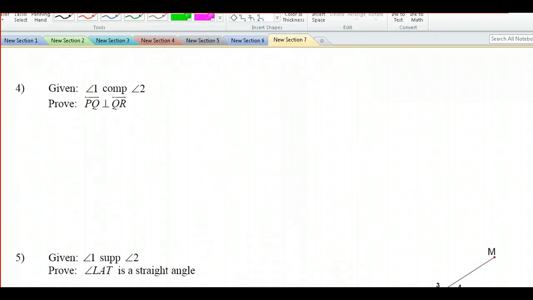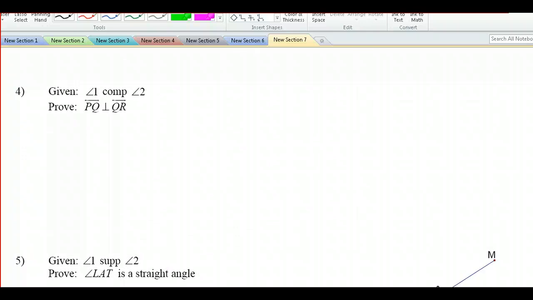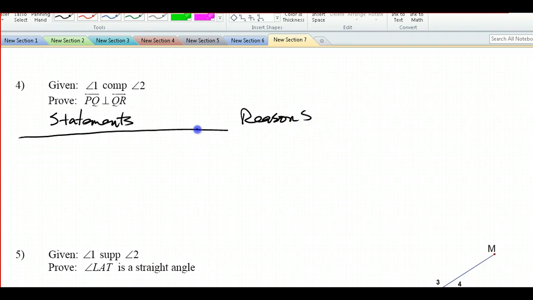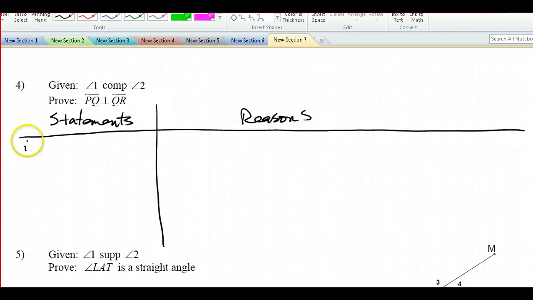Alright, same picture as before. Now we've got angle 1 is complementary to angle 2, and we want to prove that PQ is perpendicular to QR. So I'm going to set up my two columns here. Statements, reasons. I'm going to go ahead and put in my given. So I've got angle 1 is complementary to angle 2, given.